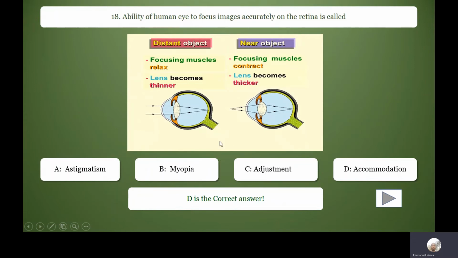It is called accommodation. It can make the lens thinner, okay, or make it thicker or shorter. If you are looking at a distant object, the ciliary muscle relaxes and makes the lens thinner, so you see a far object. But to see a near object, the ciliary muscle contracts to make the lens shorter. So the correct option here is D.